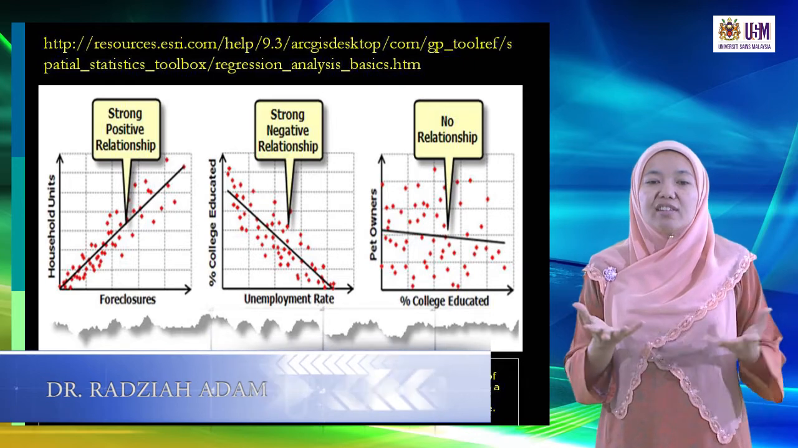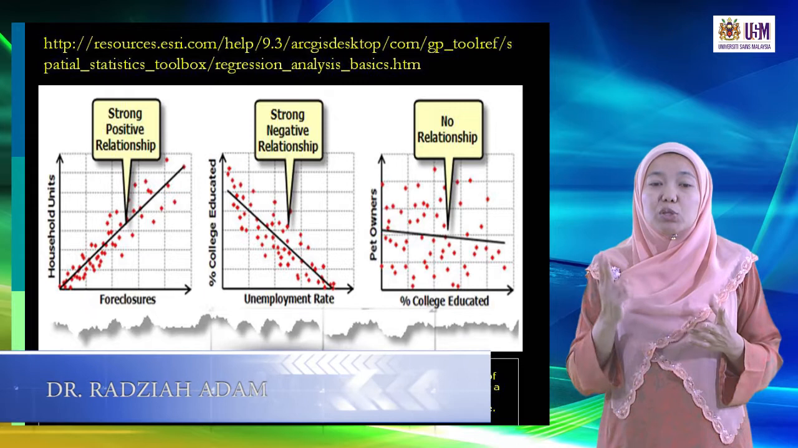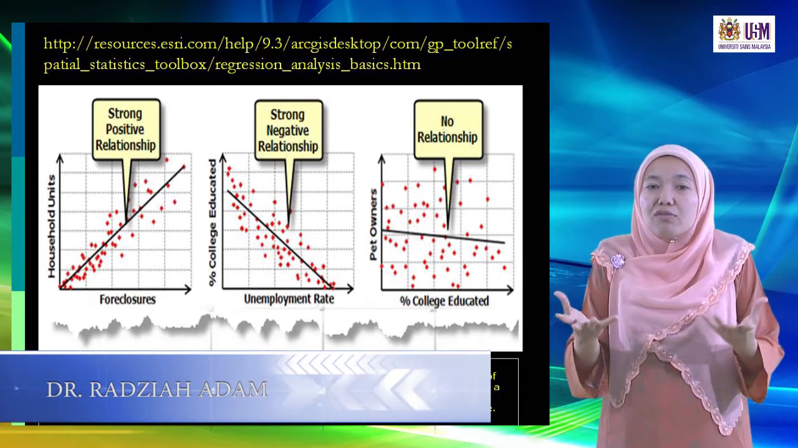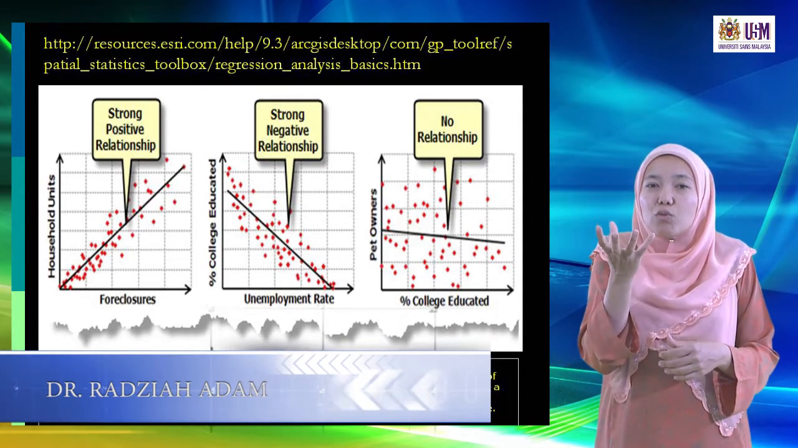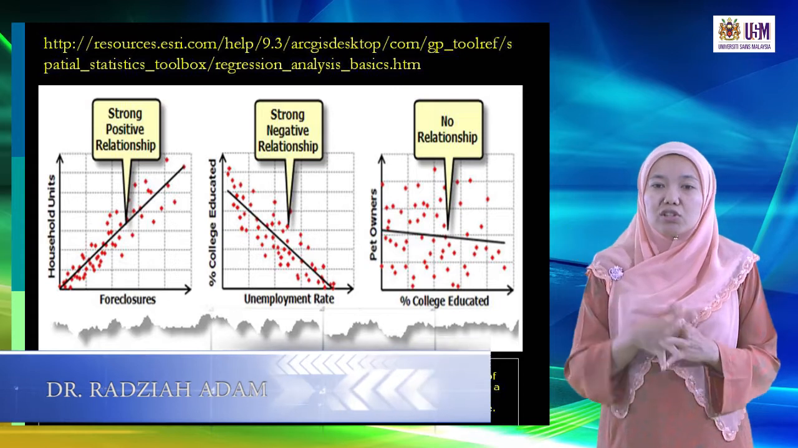Correlation analysis tests the strength of the relationship between two variables. It gives you the direction, whether it's positive or negative, whether it's a weak relationship or a strong negative relationship, or it's just no relationship.